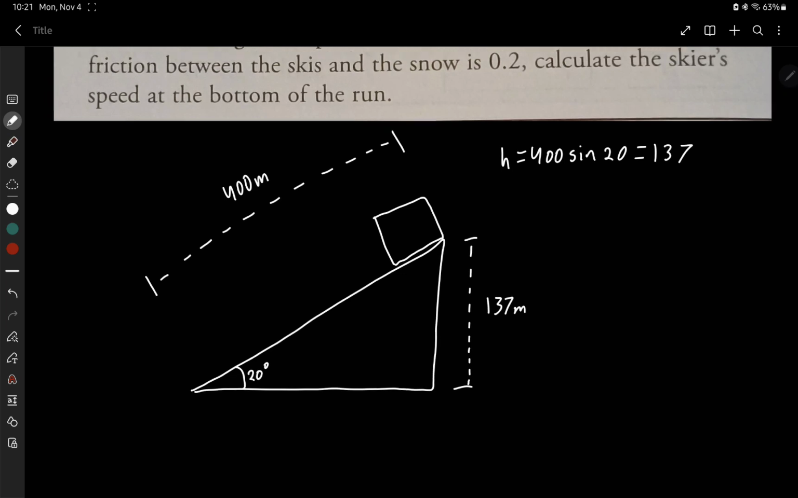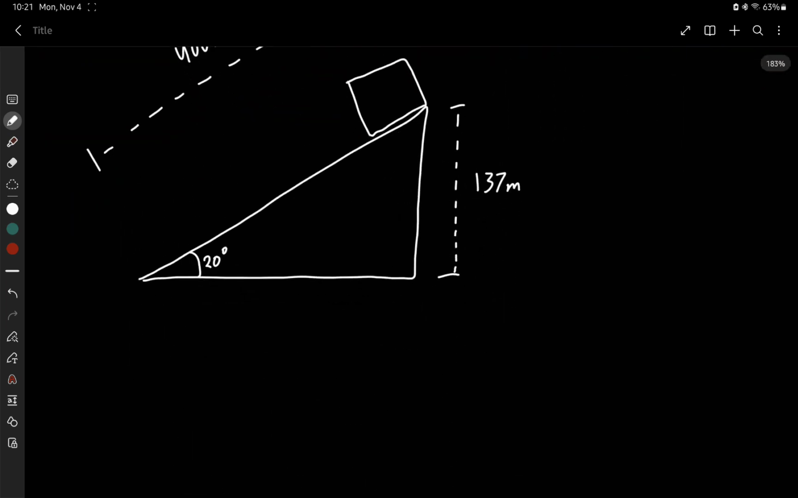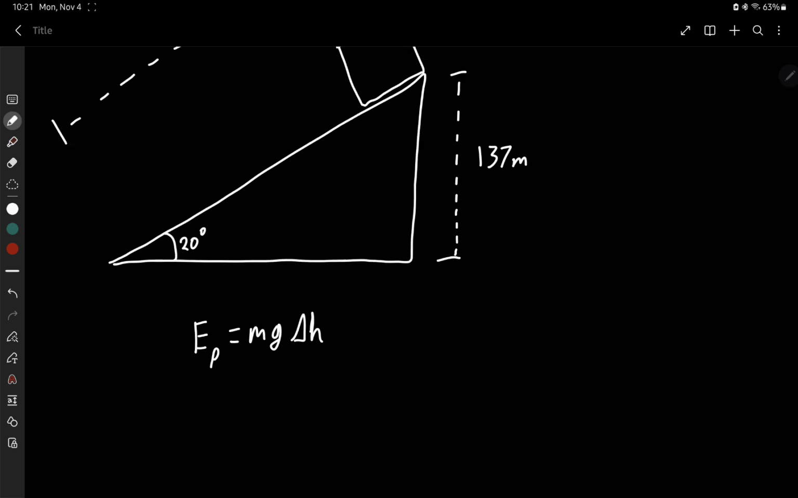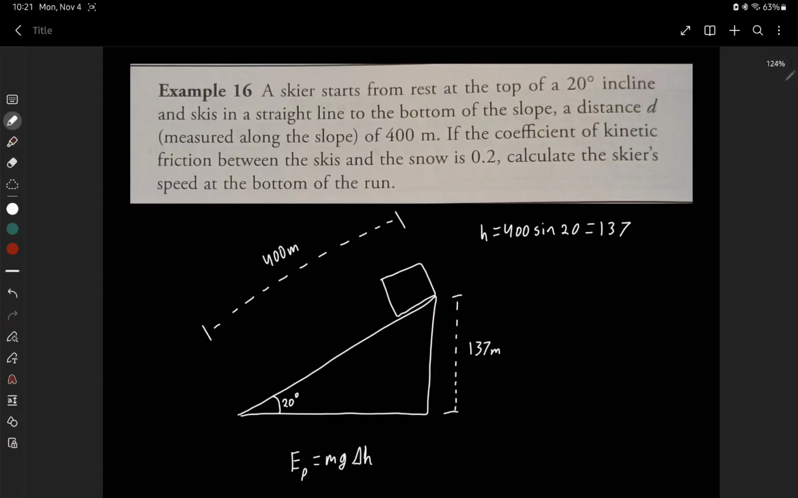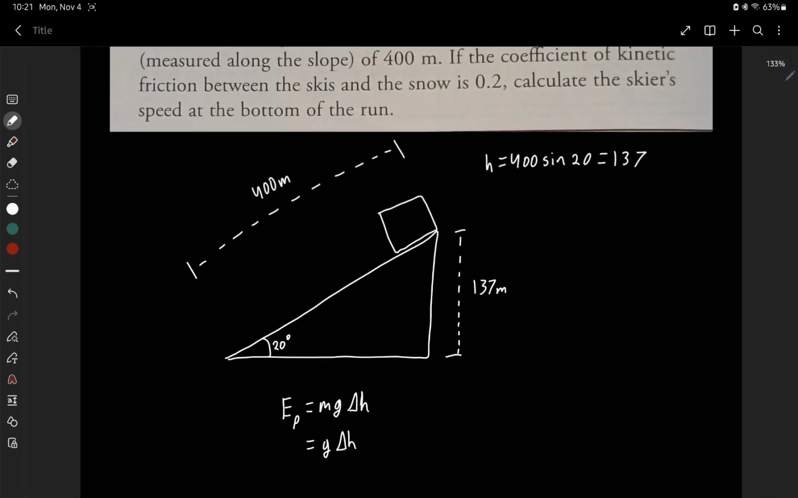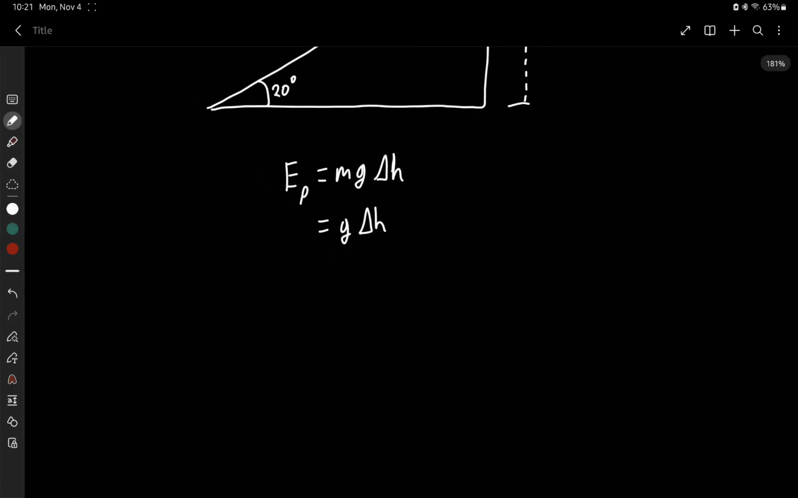Now that we have the height, we can use the equation of potential energy, that's just mg delta h. Notice we do not have mass given to us in this question, so we'll just assume it's not necessary for calculations. We can shorten that to g times delta h. This question used 10 as acceleration for gravity, so I'll use 10 here. So it's just 10 times delta h.